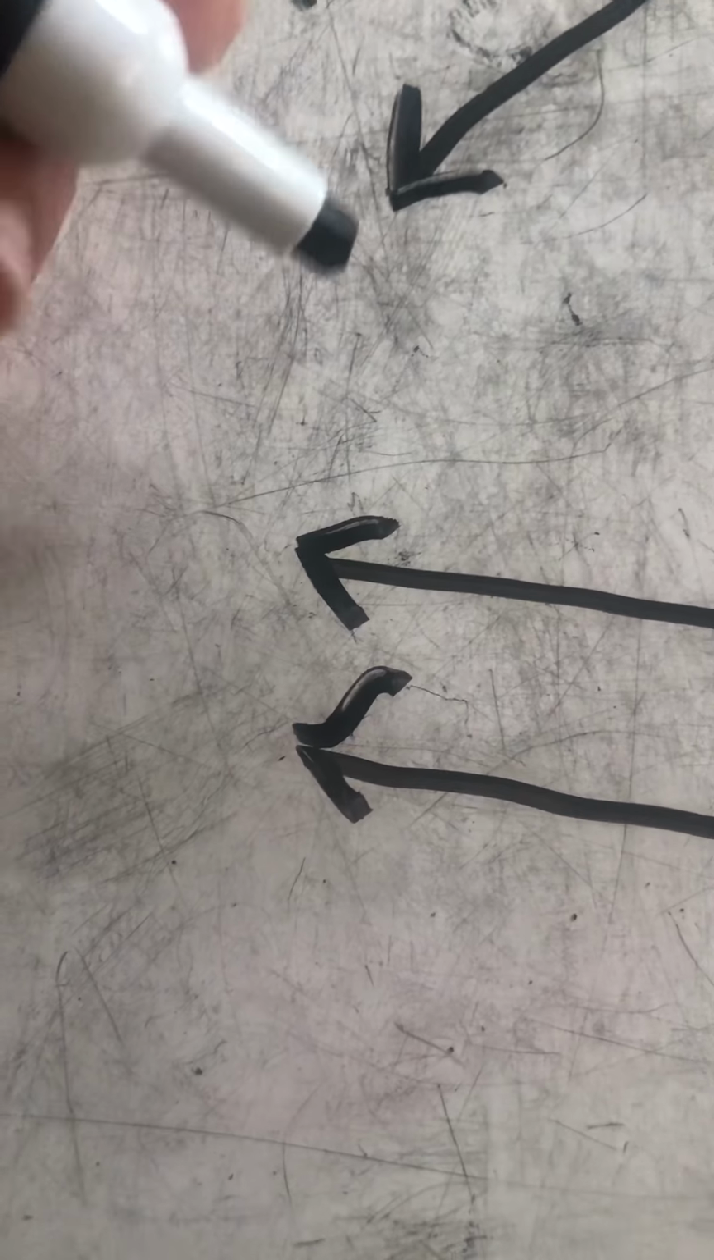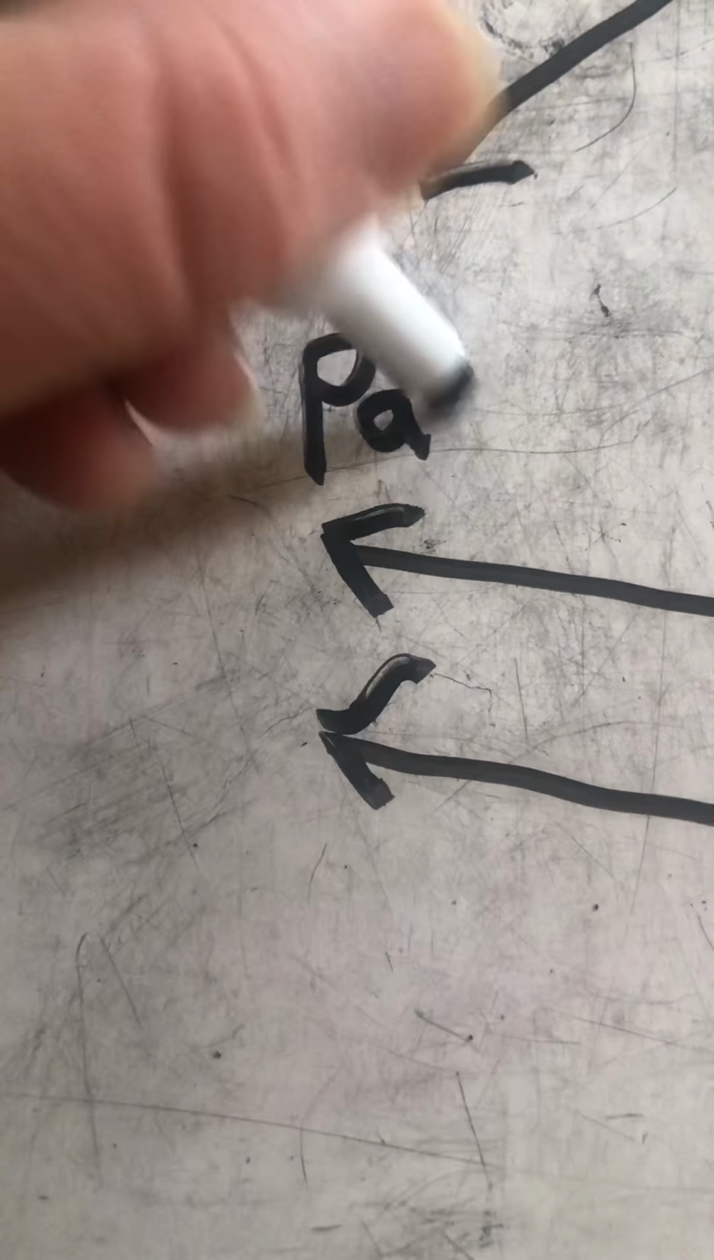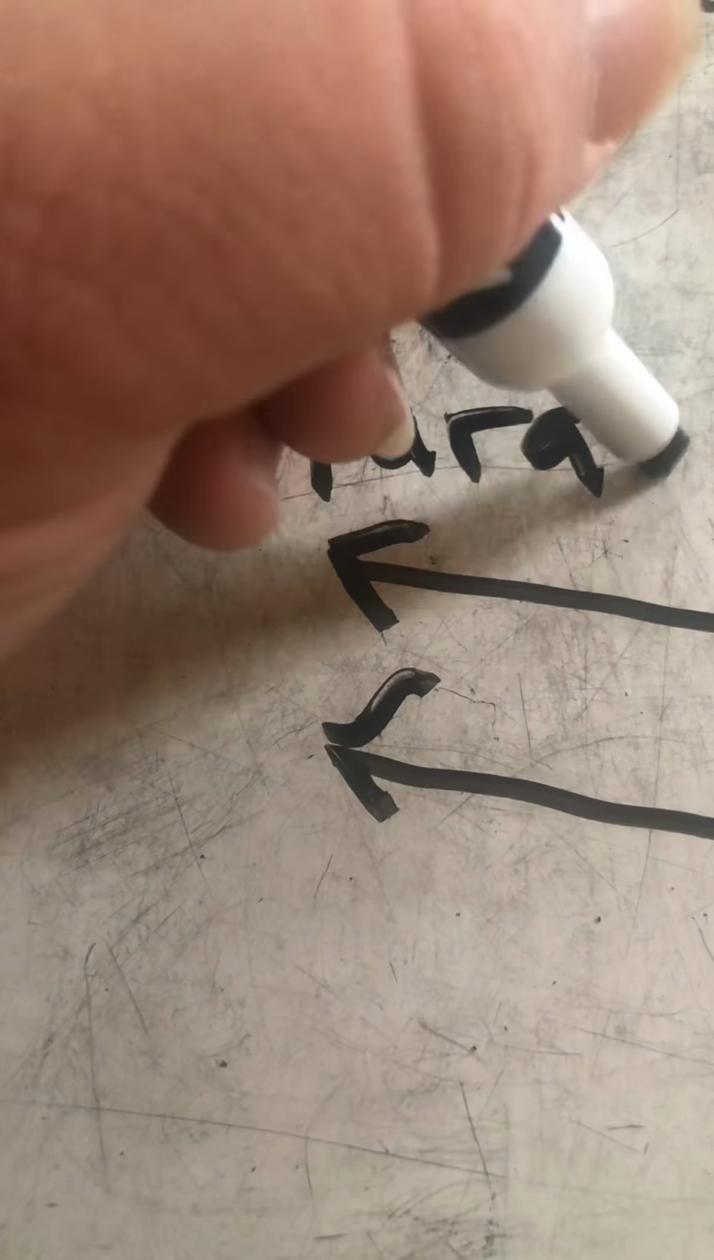Now, if I have lines that are like this, straight lines right next to each other, they never touch. These are called parallel lines. They never touch.